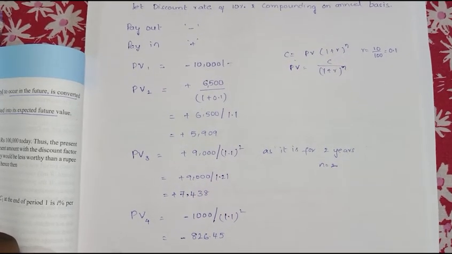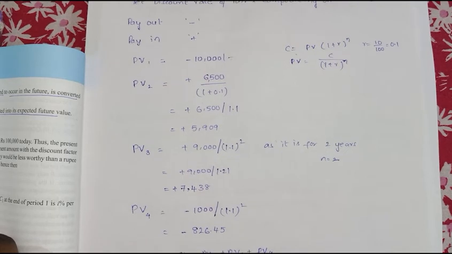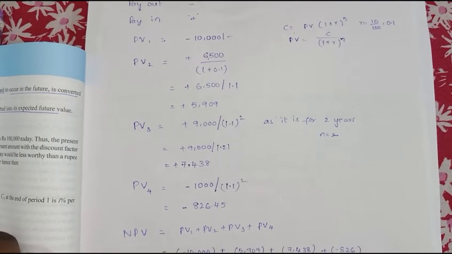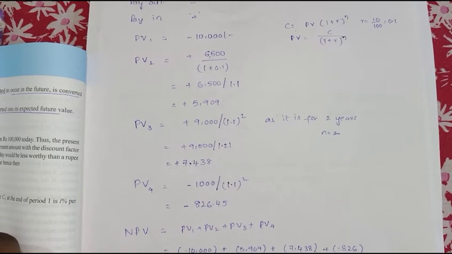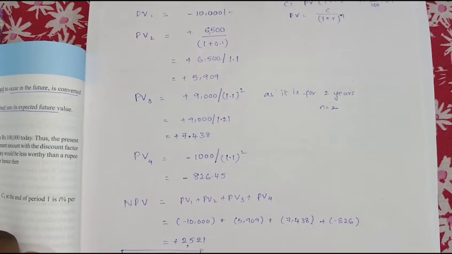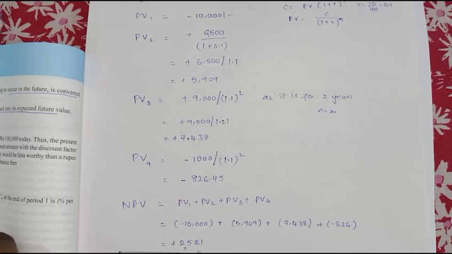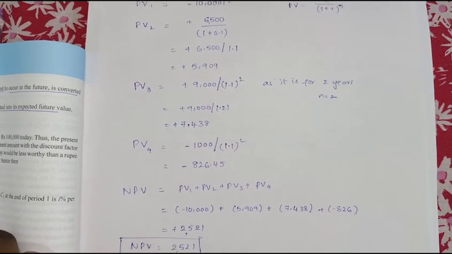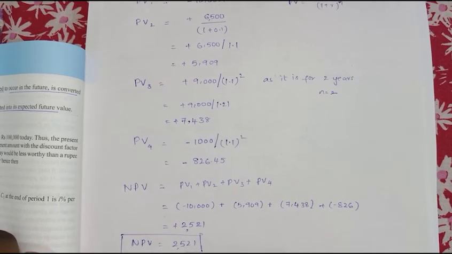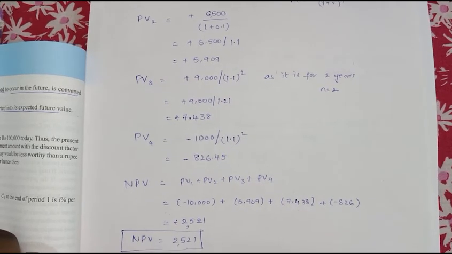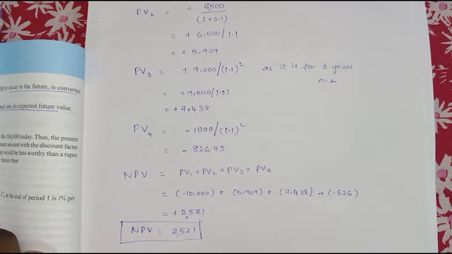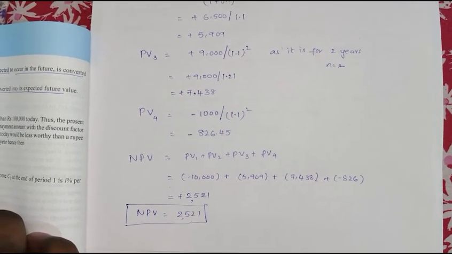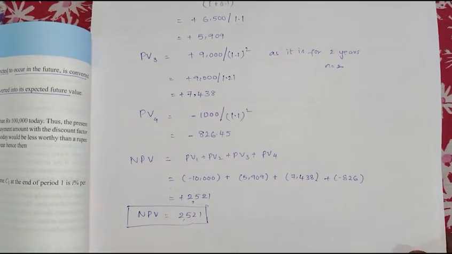Again after 2 years, one more cash flow, which is a payout, that is 1,000 rupees. So minus 1,000 by 1.1 whole power 2, which is nothing but 826.45. So the net present value, which is the sum of all 4 cash flows, PV1, PV2, PV3 and PV4. So let us add them. Minus 10,000 plus 5,909 plus 7,438 minus 826. It will result in 2,521. So the net present value is 2,521.